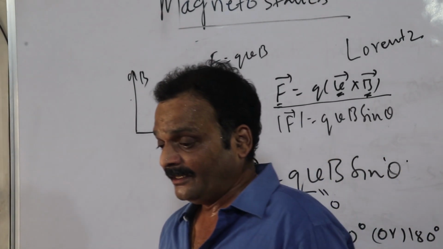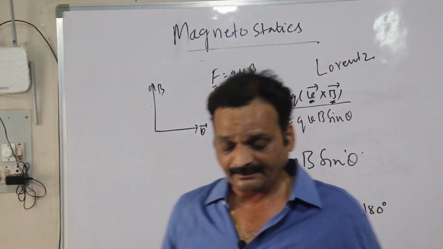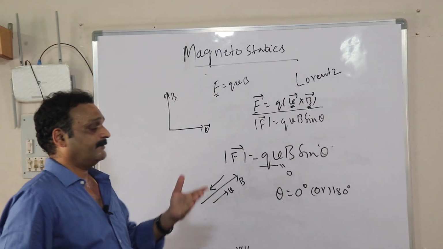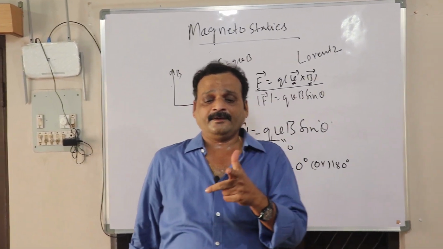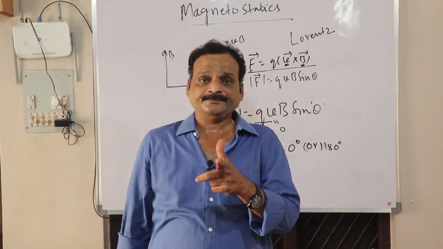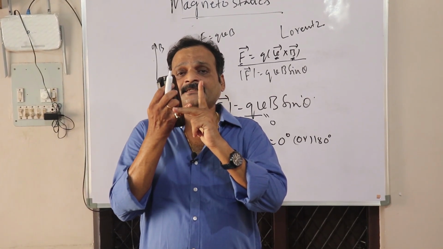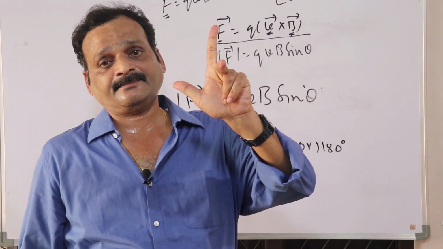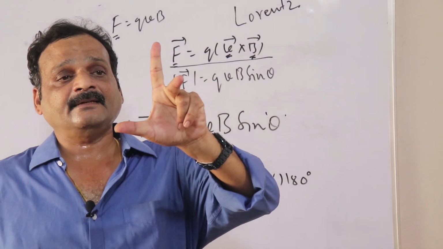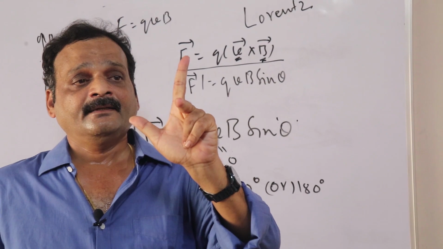In that case, we can use Fleming's left hand rule. What does Fleming's left hand rule say? Forefinger in the direction of the field. Middle finger is the direction of velocity of the particle. Keep all of them in their natural directions, perpendicular to each other like this. Thumb will give you the direction of the force. This is called Fleming's left hand rule.